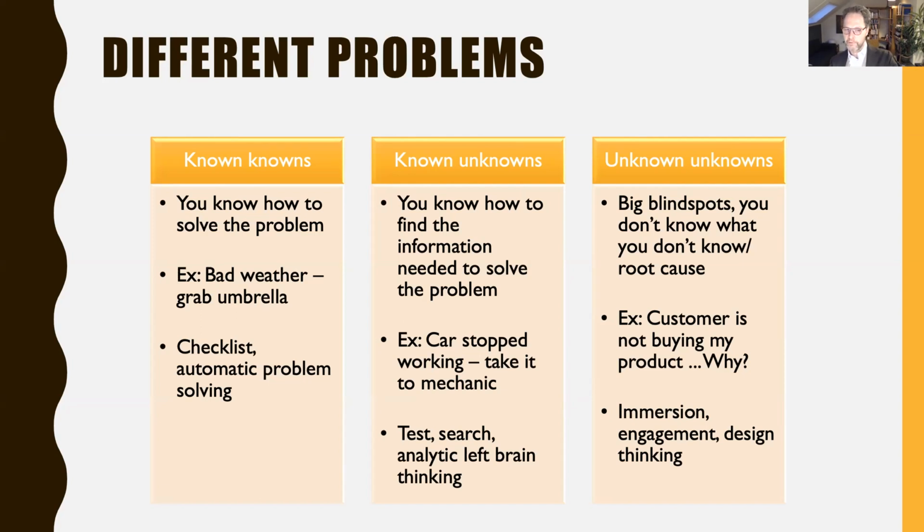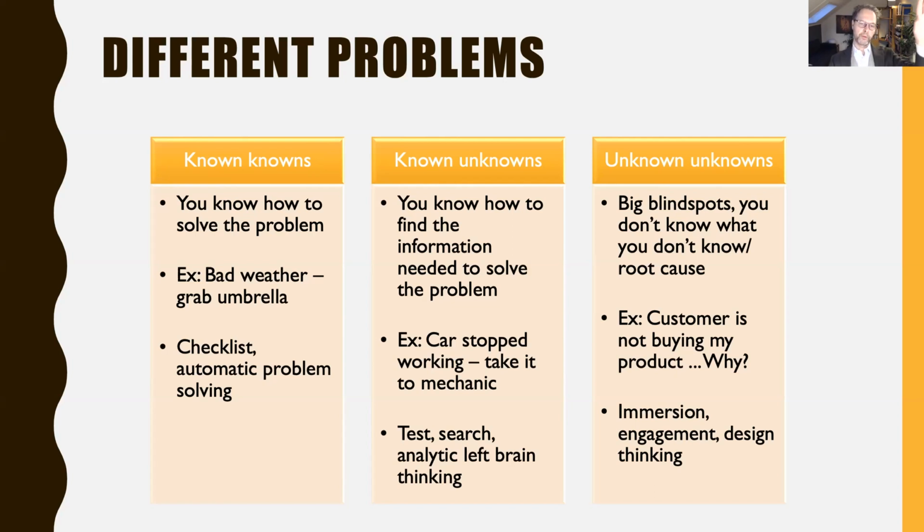The second category is what we call known unknowns. You know how to find the information that you need to solve the problem. So in other words, you understand the question, but the exact answer needs some further analysis. For instance, your car stopped working. You can isolate categories, or you can take it to the mechanic, which is another way of dealing with the problem. And in that case, what you're doing is testing and searching, using analytic, what we call left brain thinking.